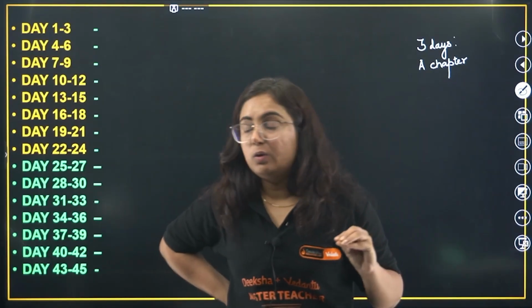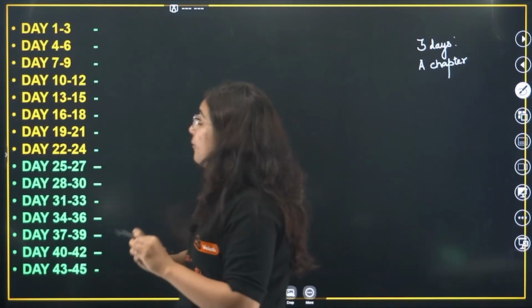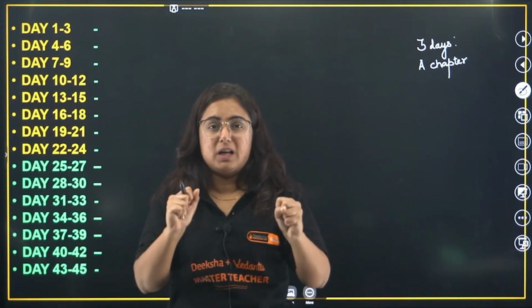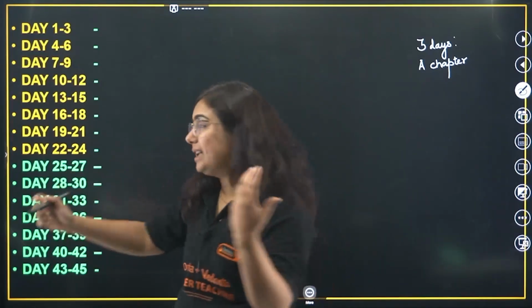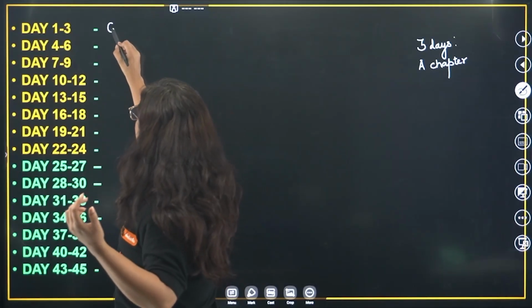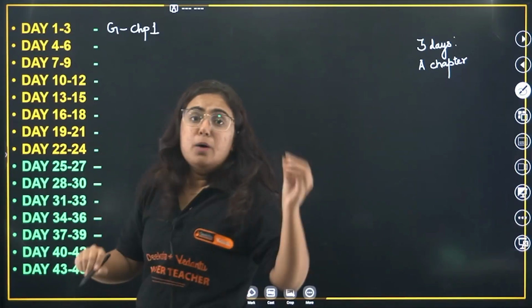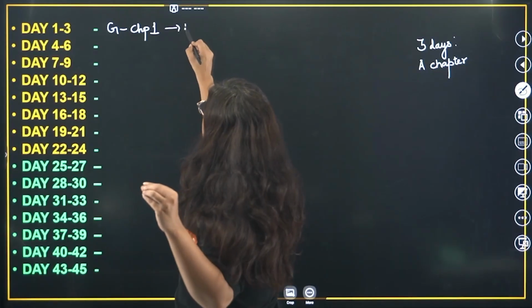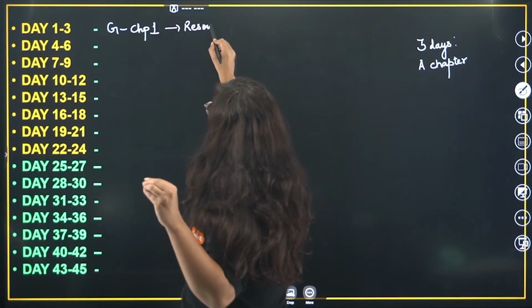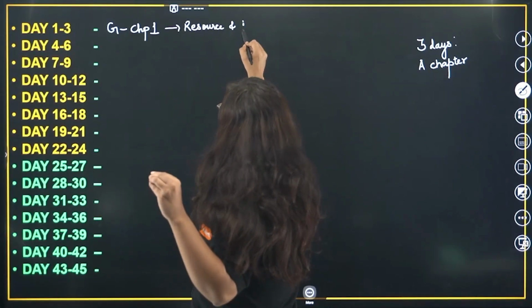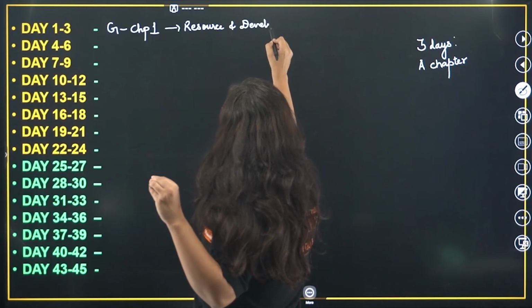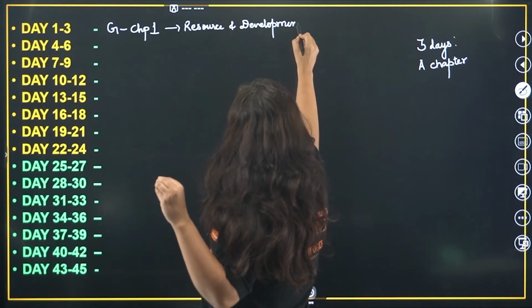So what we will do, first of all, we will start with a light chapter so that it can boost our confidence. Let's take the chapter of geography first, okay? Chapter number 1 from geography, that is resource and development. Now, resource and development is also a task because we have to complete all the soils of India from here.